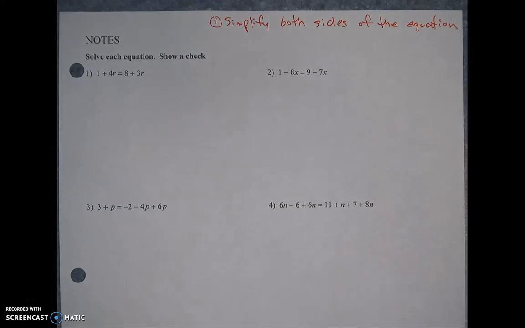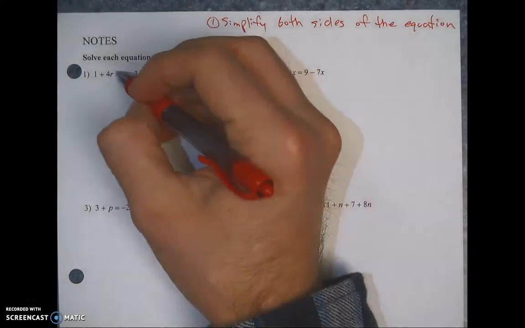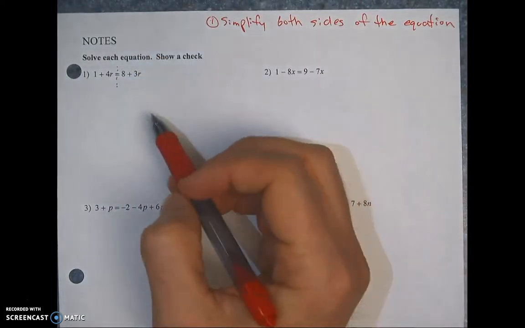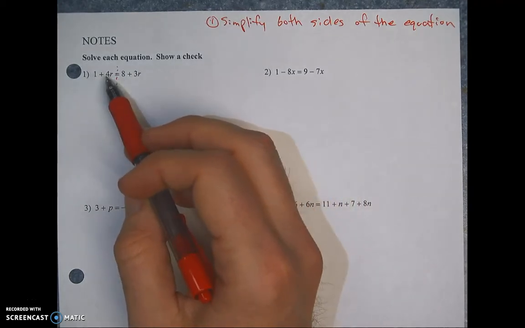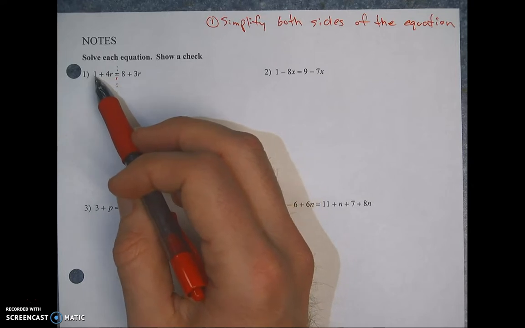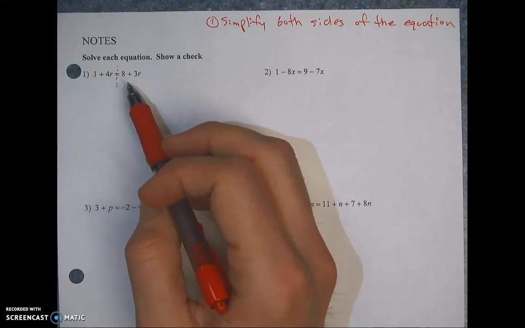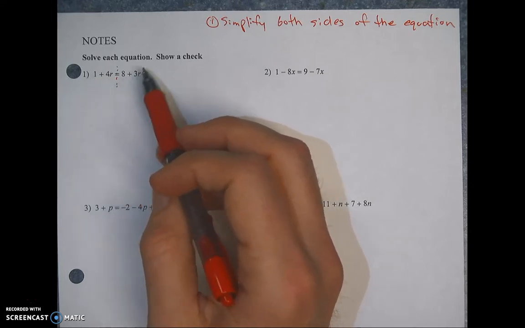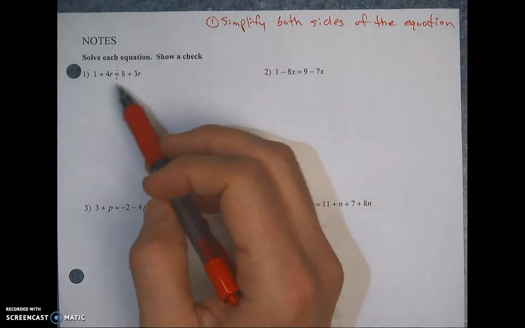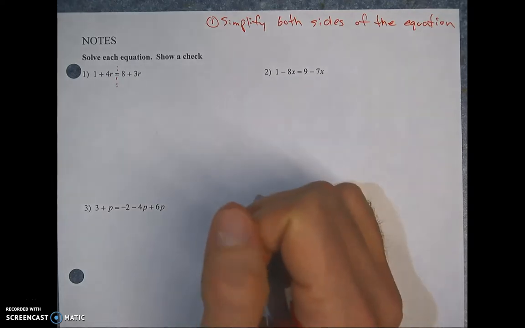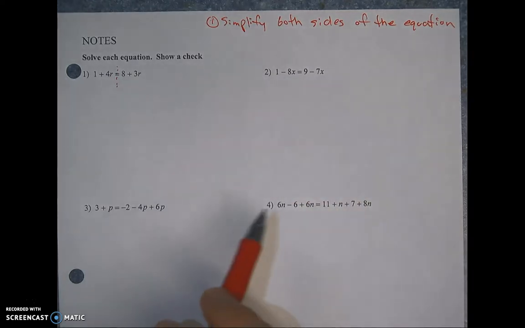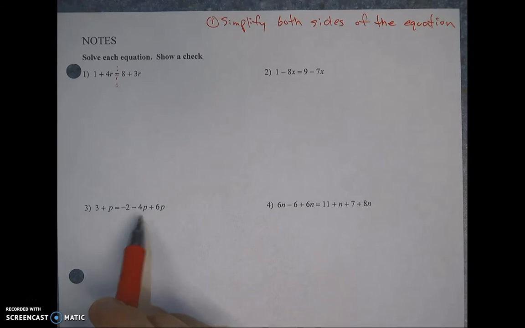All right, so if you look at number 1, we're looking at both sides separately. 1 plus 4r is already simplified. That's a simplified expression. I can't put them together because 1 doesn't have an r and the 4 does. Same thing on the right side. This is fully simplified. So step 1 would not pertain to this question. If you look at number 2, both sides are simplified. But as we get to 3 and 4 and on, there are some things that we can simplify.